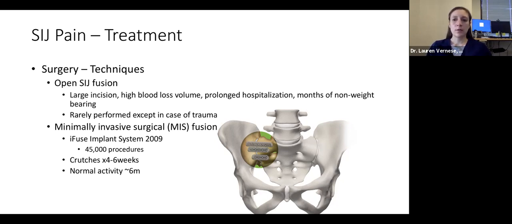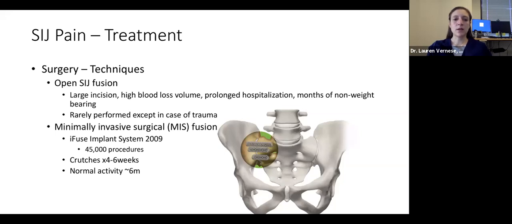They also have a prolonged period of non-weight bearing. These are really only now performed in the case of trauma, given the minimally invasive surgical procedures have so much lower risk of complications, and they also have a shorter return to activity. So typically these patients are on crutches with initially non-weight bearing and then restricted weight bearing for about 4 to 6 weeks. And typically they're returning to their normal activity around 6 months.